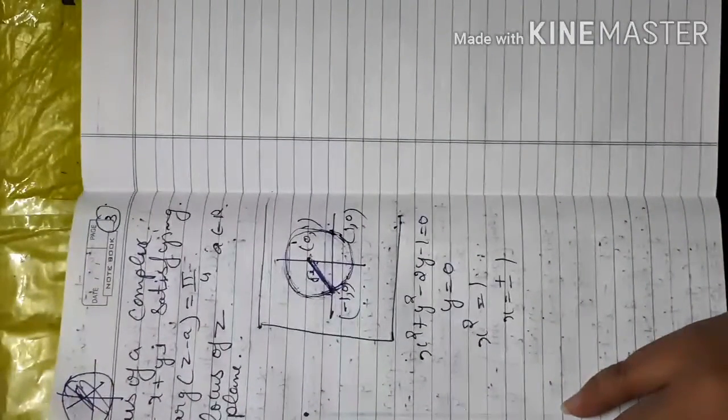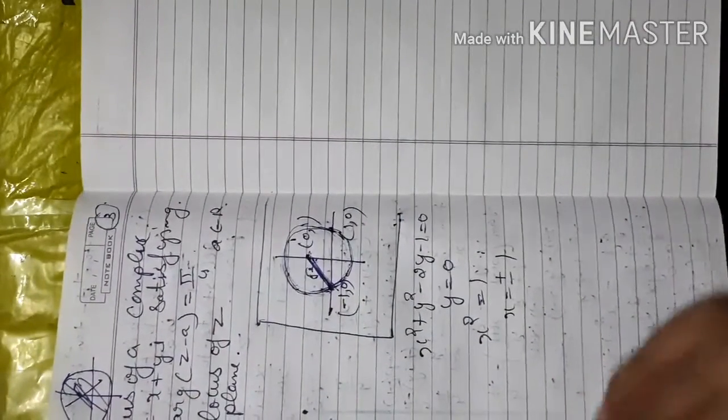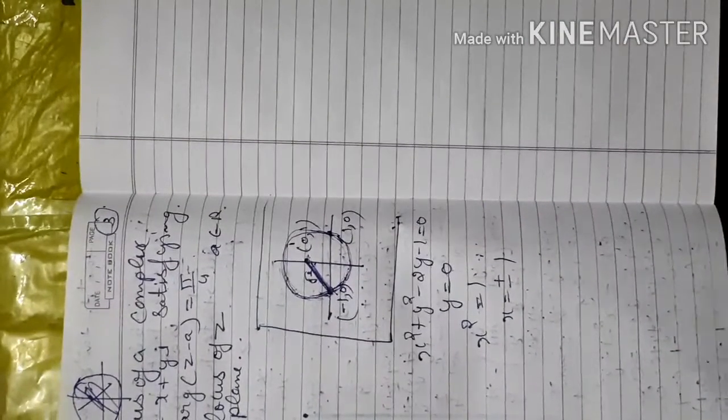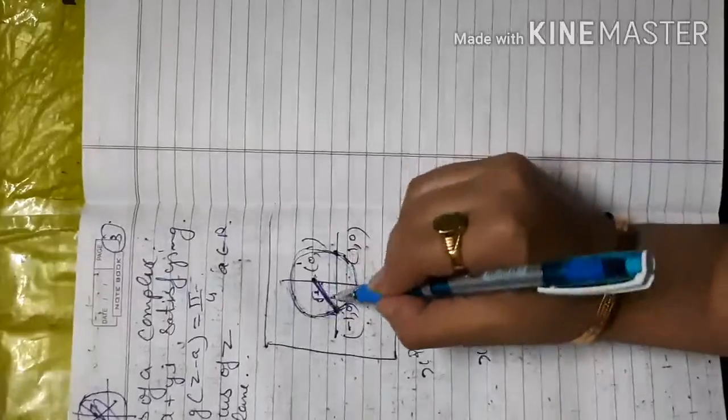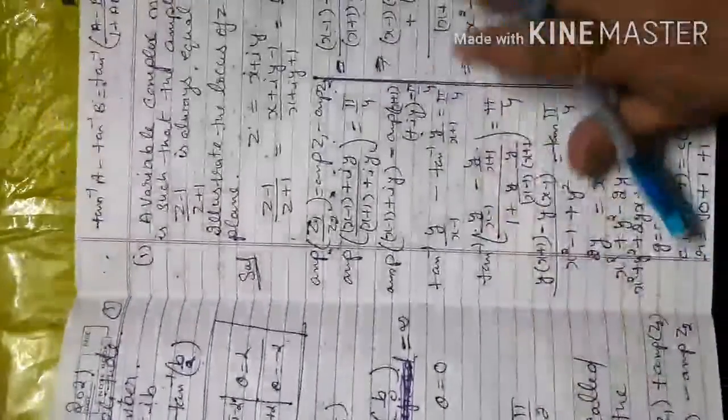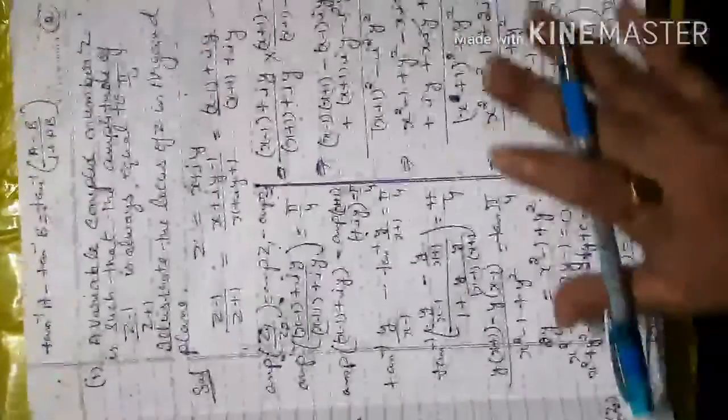If you also check the amplitude of this complex number, that will be pi by 4, that means the angle will be here, that is pi by 4. Okay, so this way you have to solve this question.